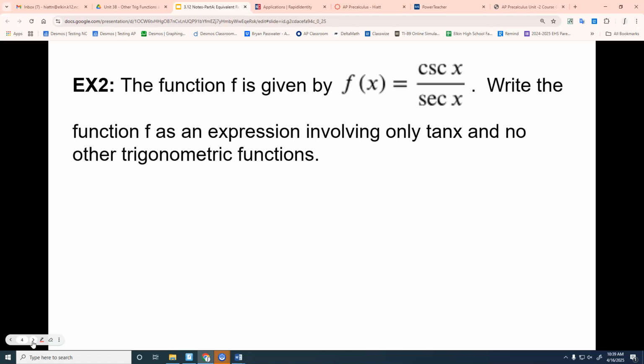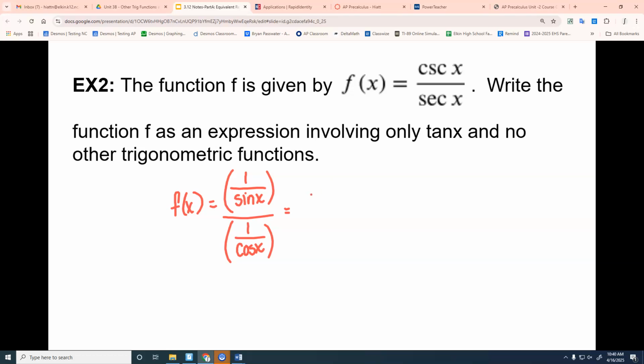Okay, which one goes on top? Yes. So cosecant of x is 1 over sine of x. And then secant of x is 1 over cosine of x. Now, what should we do from there?